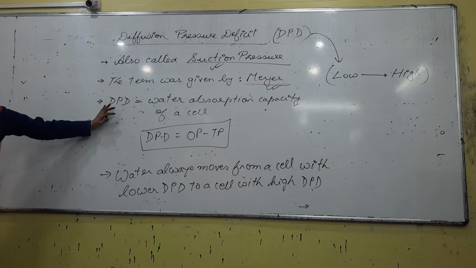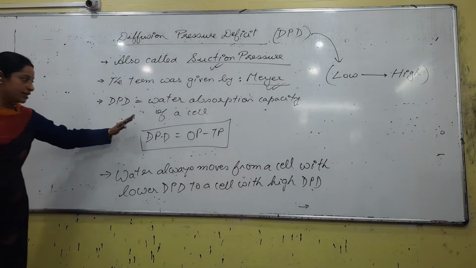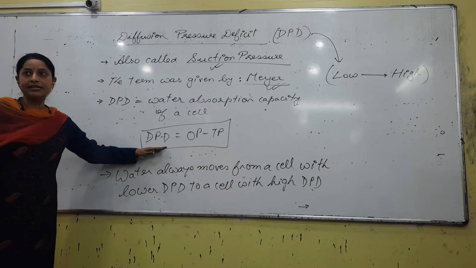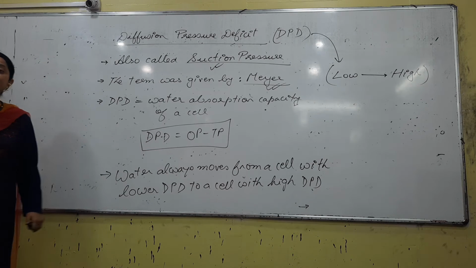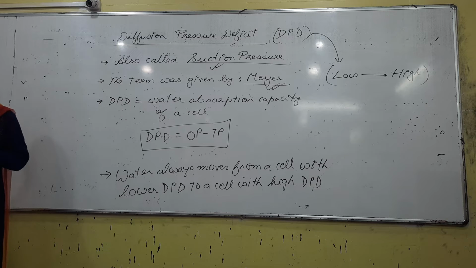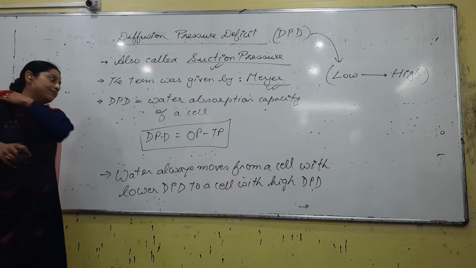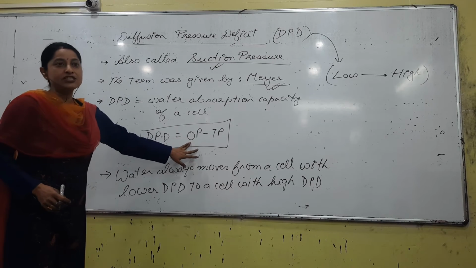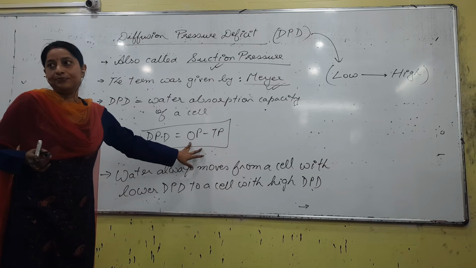Whether a cell will absorb water or not depends on a factor called DPD. So, DPD can be calculated by a formula. We need to study DPD so that we know whether the cell will absorb water or not. How will you calculate the DPD of a cell? By a given formula, it is the measurement of the solute and the liquid pressure.